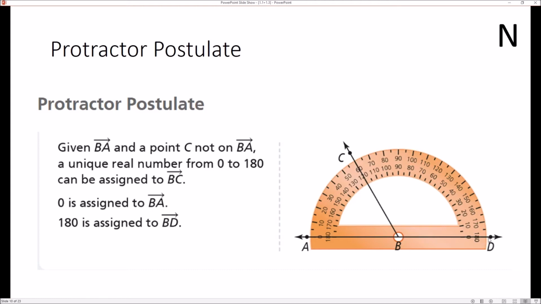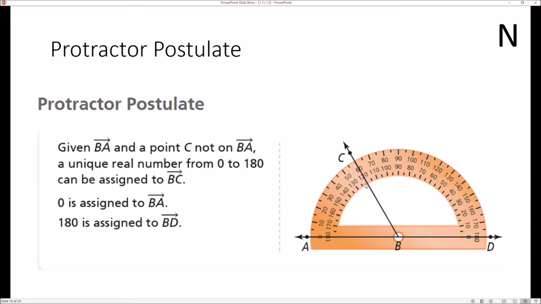Now if I looked at angle DBC, this angle created by DBC is definitely obtuse. So I'm going to start here. On this side I'm going to do the 0. I'm going to roll all the way up to 120. Now these are called coterminal angles, meaning they end at the same point. So ABC is 60, DBC is 120.